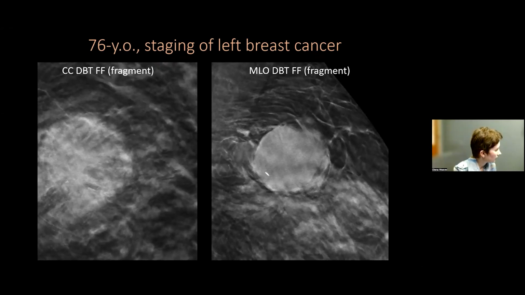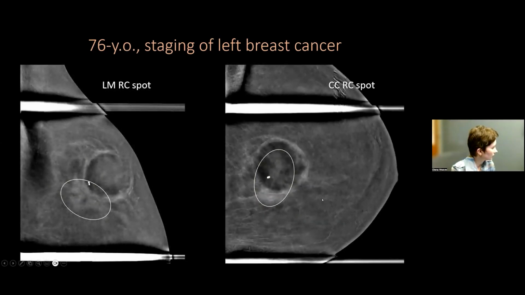These are, again, examples of the ability to do DBT under the same compression. And these are DBT slices. And you can see that there is some architectural distortion still to the side or right below that hematoma, very subtle, but discernible. And that exactly corresponds to those areas of enhancement that we saw before.